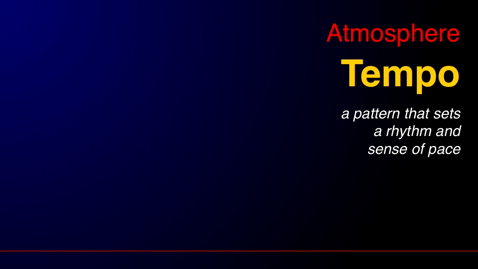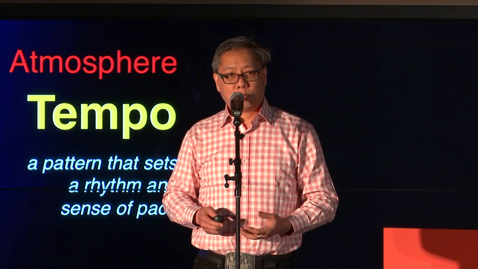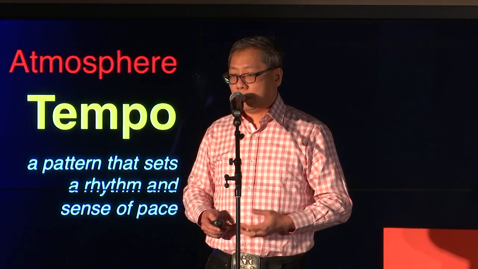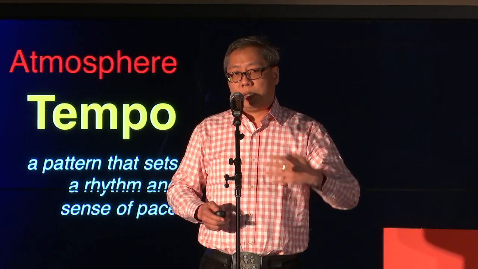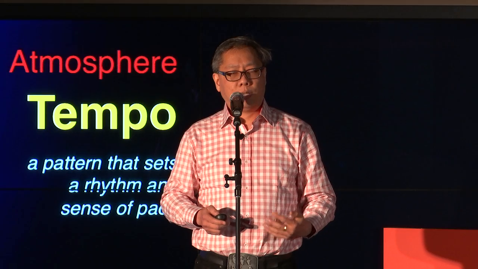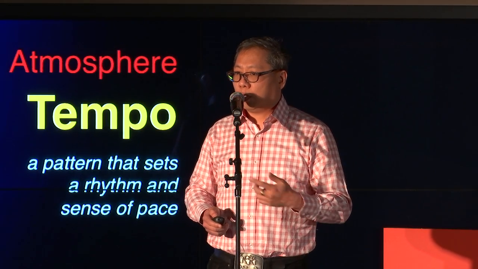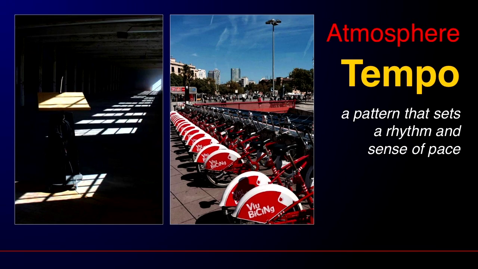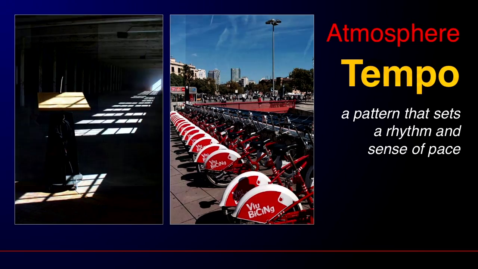Next up would be tempo, a sense of a vibration or a speed or a pace or a timing that gives the space also a sense of life. This could be done by repeating patterns, lights and shade, windows, columns, or even bicycles. The point is that there is going to be a pattern, and you will see this pattern, and you will also be affected by it.